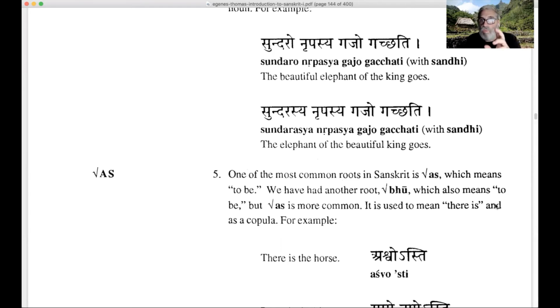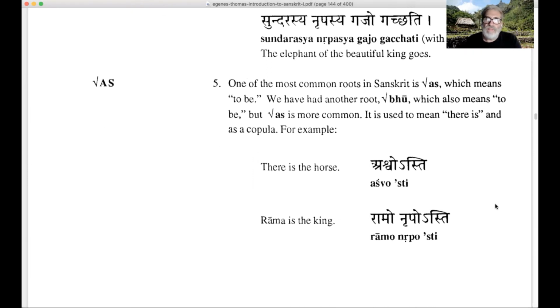So what agrees with Nripasya in number, case, and gender is Sundarasya. What agrees with beautiful is the king and not the elephant. So it's not the elephant in the second sentence which is beautiful, it's the king which is beautiful. The elephant of the beautiful king goes. Okay, so I hope that's clear.